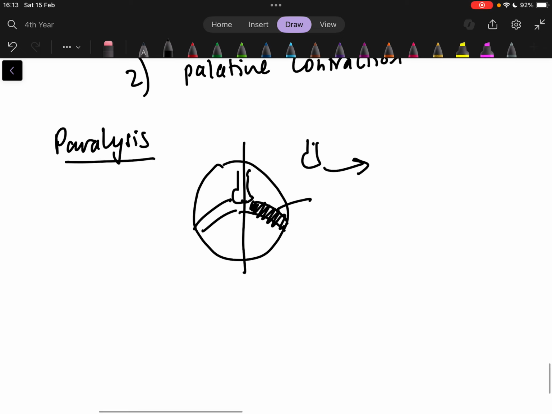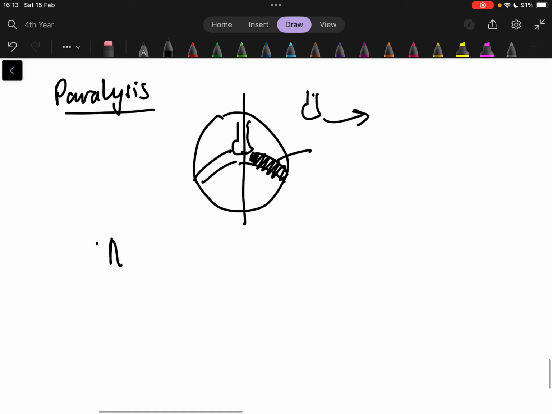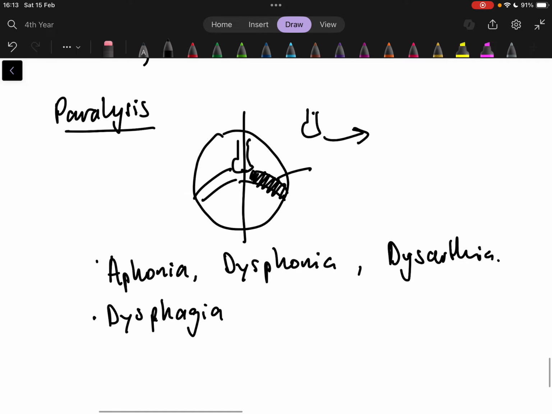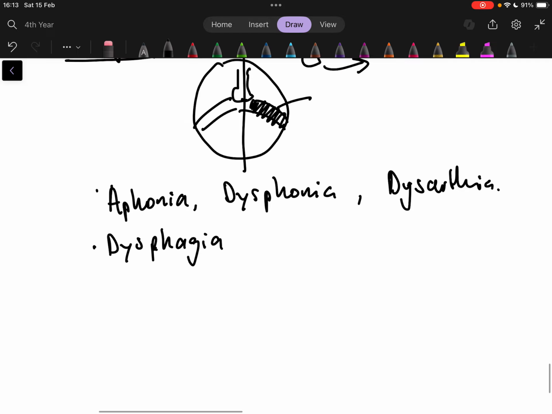And obviously, because of this paralysis, and because the glossopharyngeal nerve and the vagus nerve go hand in hand, you'd get speech problems. So things like aphonia, or even dysphonia, which basically means difficulty producing speech. You may even get dysarthria, okay, and dysphagia as well, because these muscles are responsible for contracting and allowing food to go down your throat. Sorry, not your windpipe. Definitely not your windpipe. Your esophagus. So if you have a problem there, that's called dysphagia, difficulty swallowing.